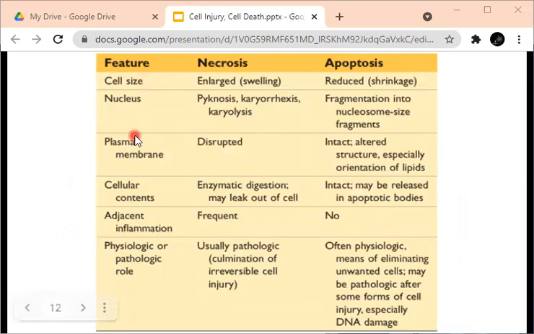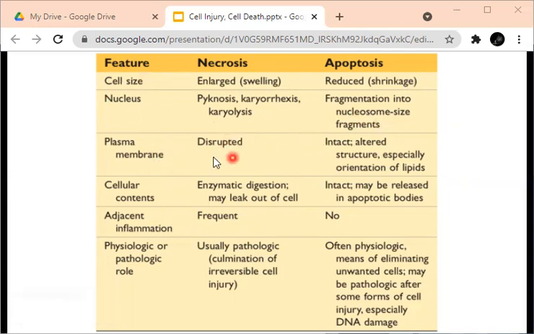So this is the summary of the features of the two types of cell death. We have necrosis and apoptosis. So with regards to cell size, enlarged usually in necrosis, okay? Because your nucleus will fragment and at the same time your cytoplasm too. However, in apoptosis, we have reduced size or shrinkage of the cells, no? Now, we have the changes. Later, we're going to discuss them one by one. We have pycnosis, karyorrhexis, karyolysis. These are the nuclear changes present in your necrosis. While in your apoptosis, there is fragmentation into nucleosome-size fragments. So, they are small, bite-sized, so that the macrophages can eat them.